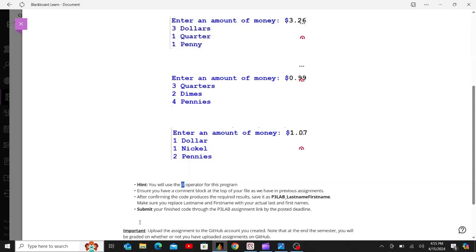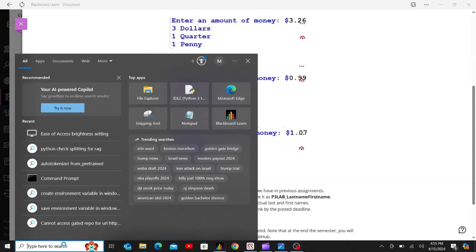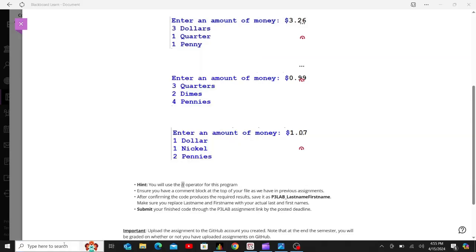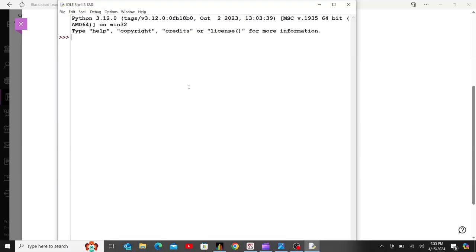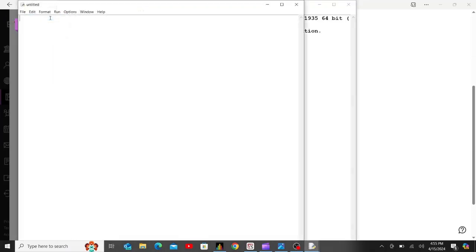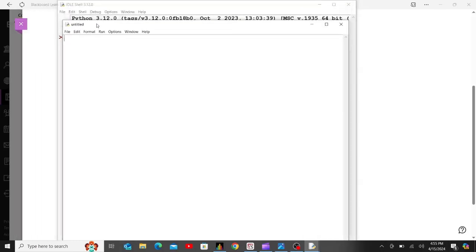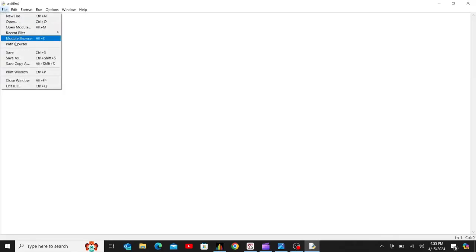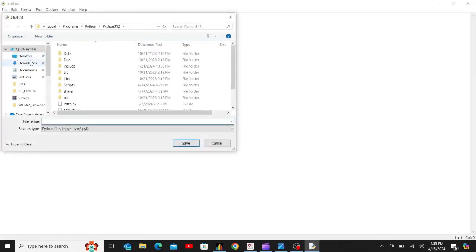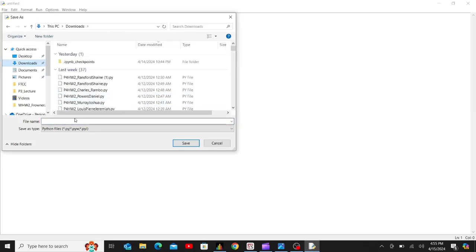So go ahead and open IDLE. Remember that when we start a file from scratch and we first open IDLE, we do not code in this space here. We have to go to File, New File, and then we write our code here. I'm going to go ahead and close out the shell. I don't need that anymore. And I'm going to save this. I'll save it in my downloads, and I will call it P3LAB.